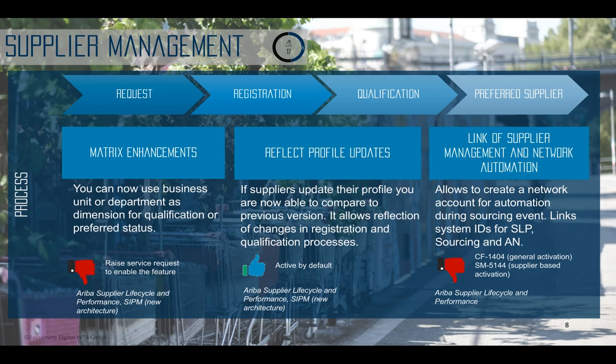For users that are using sourcing and supplier management and network, the link between the three modules is improved by automating the linking between the different IDs that are used for SLP, sourcing, and Ariba network. To get it, you have to activate multiple parameters, one for the general activation. And if you would like to have a supplier-based activation, you can also do it with this parameter named here.